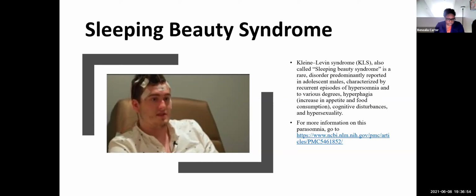So Sleeping Beauty syndrome, Klein-Levin syndrome. It is a rare disorder, and like I said, there are over 100 sleeping disorders. It is predominantly found in adolescent males, characterized by excessive sleep, hypersomnia, various degrees of hyperphagia, meaning increased appetite and food consumption, cognitive disturbances, and hypersexuality.